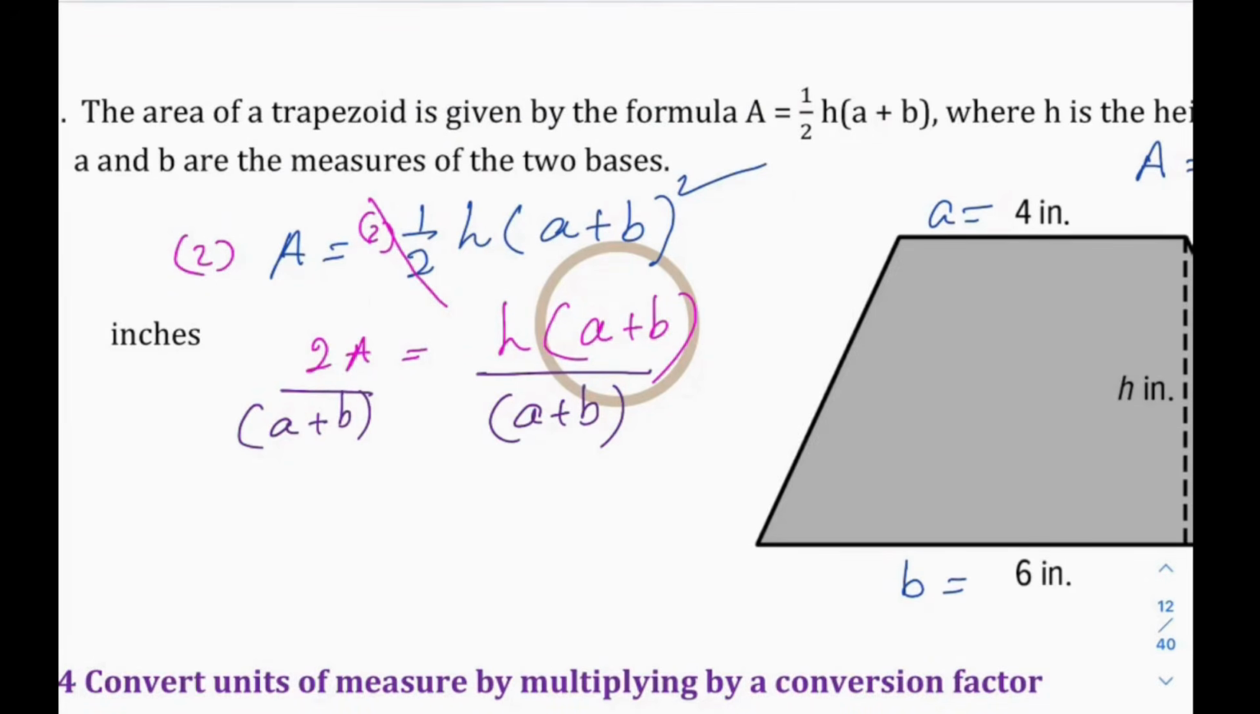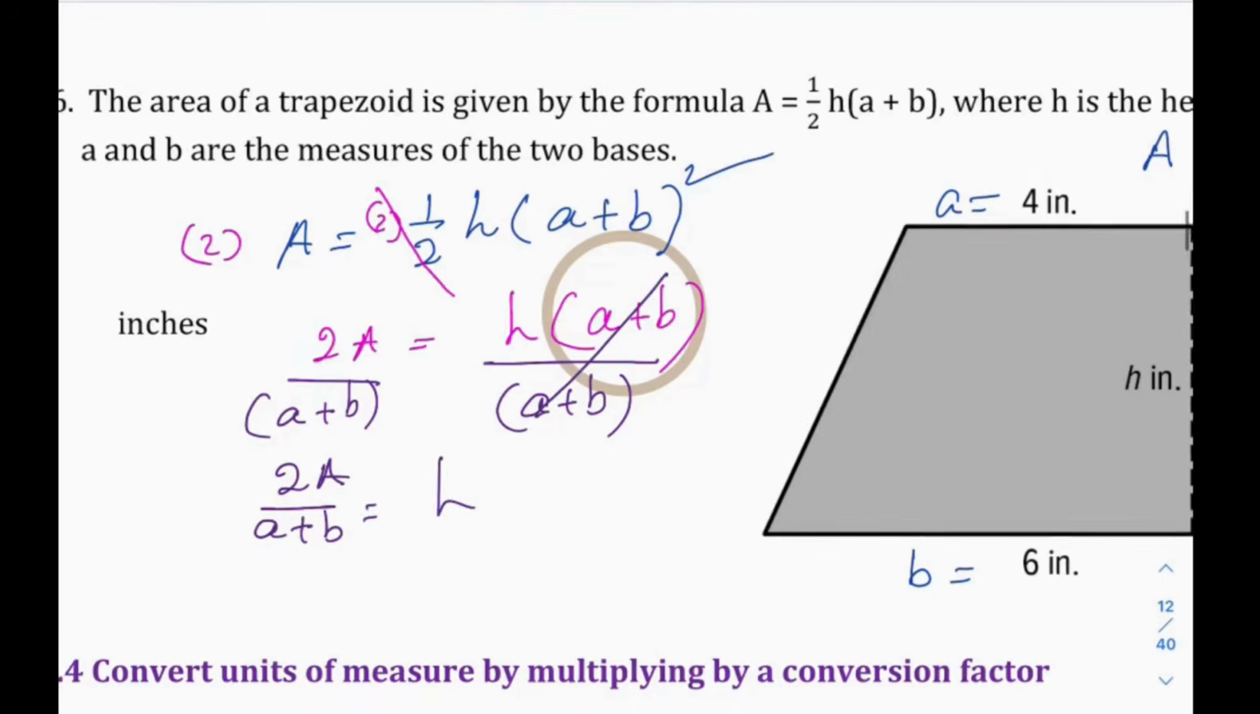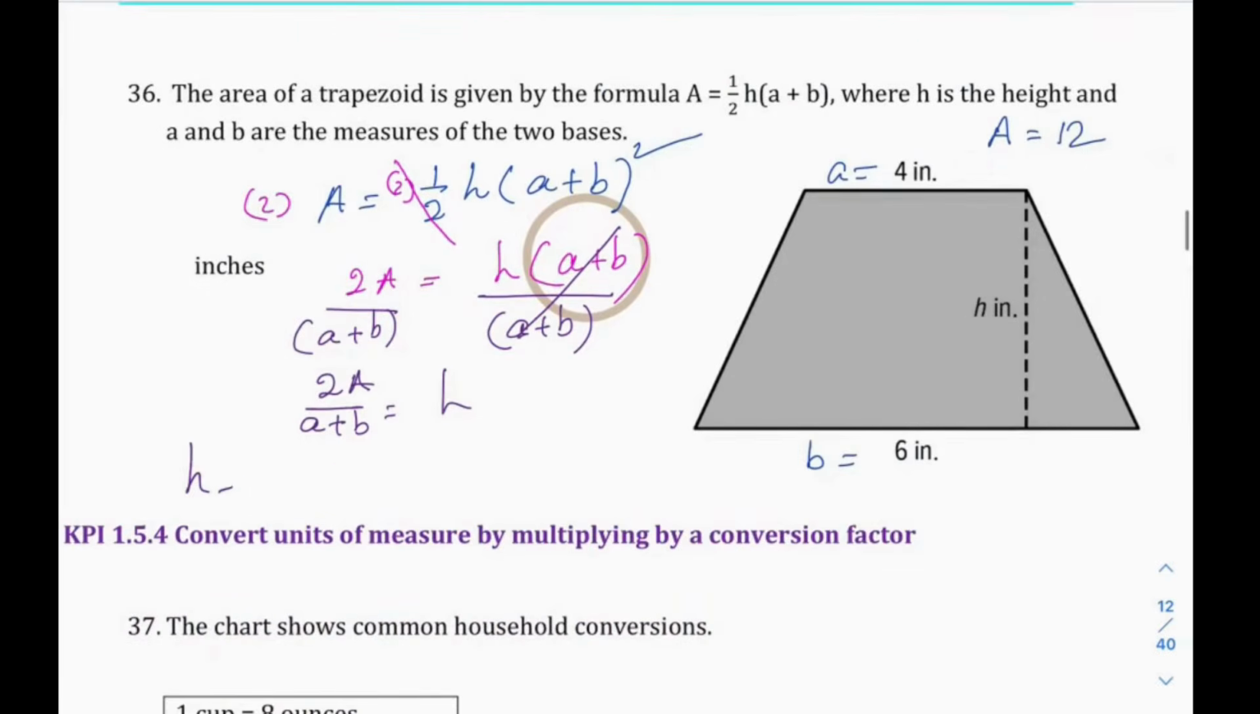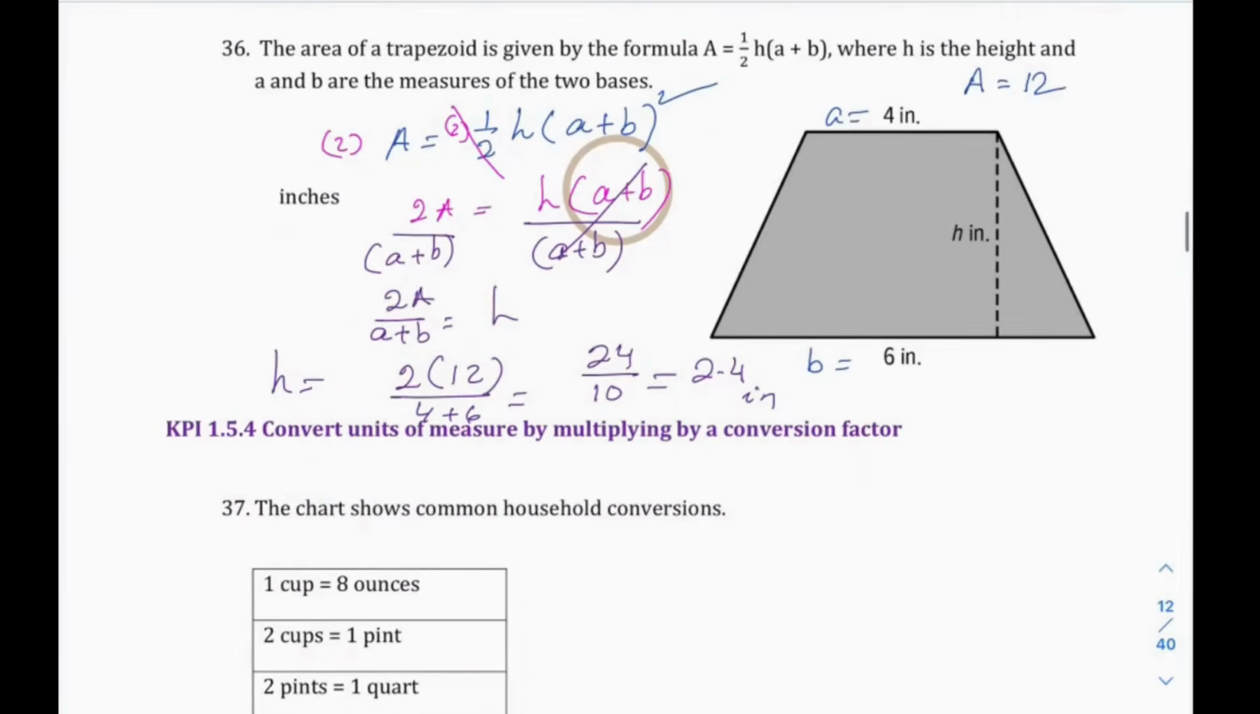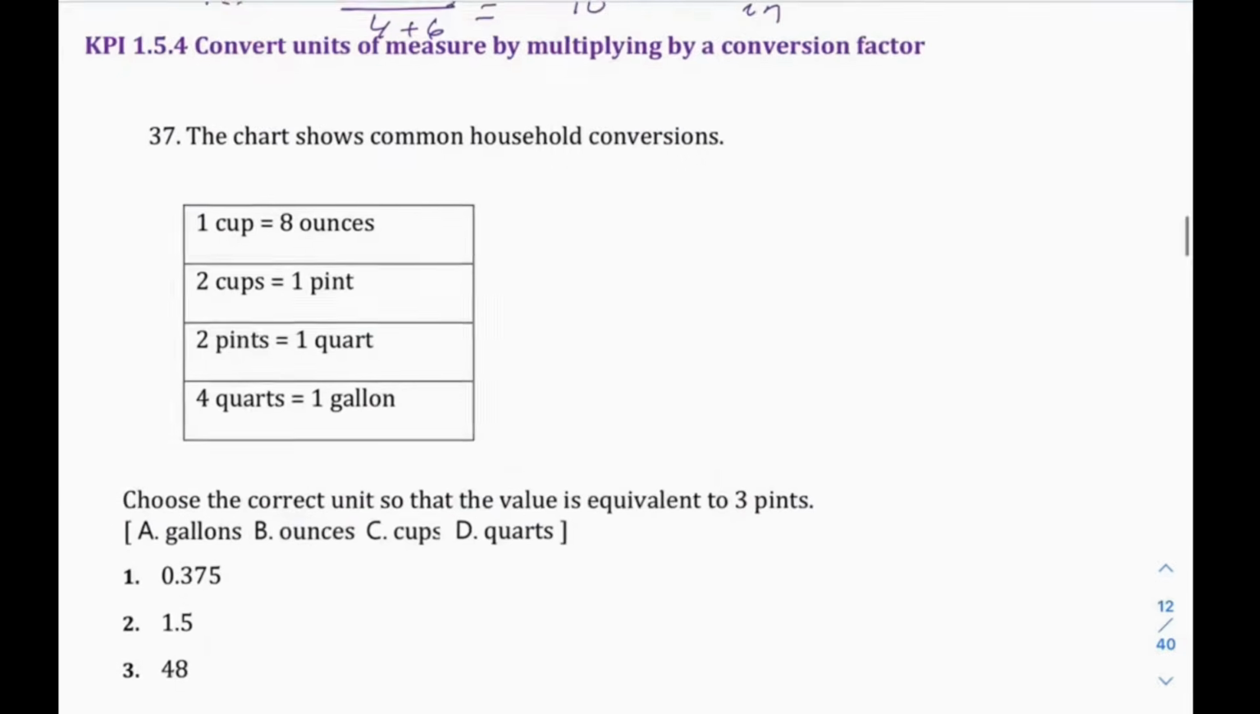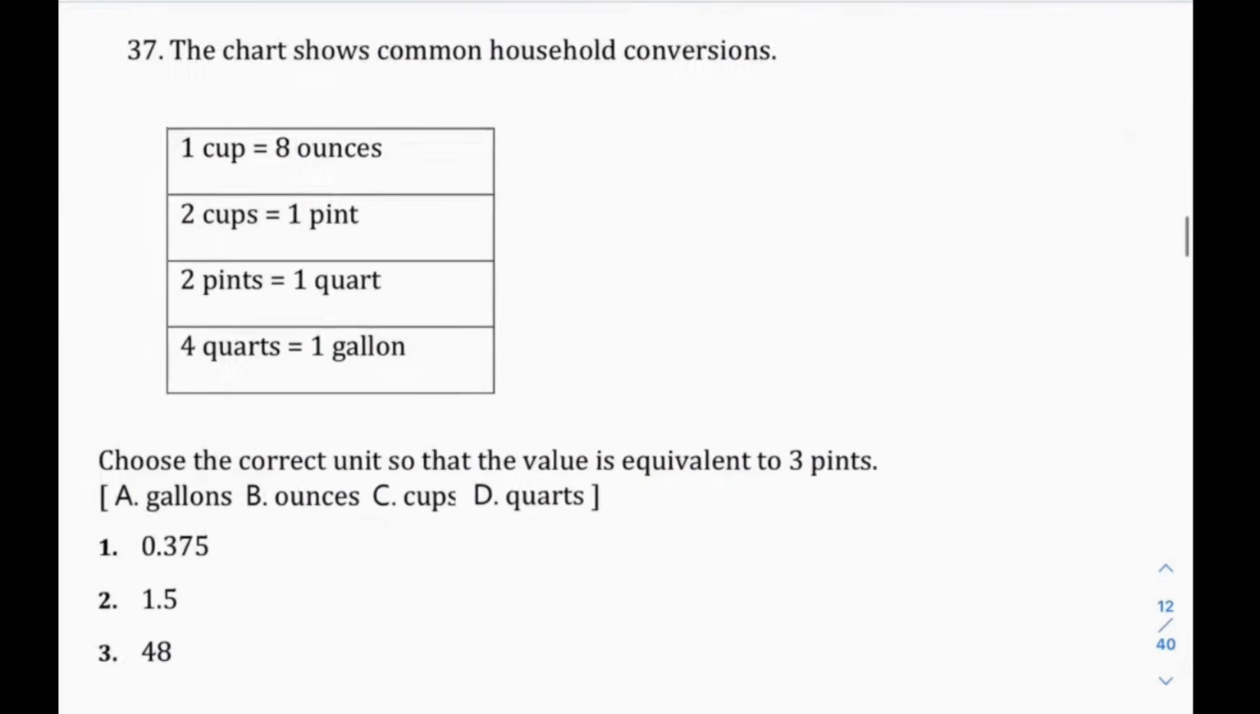And this leads to 2a over a plus b is equal to your h, because this is cancelled. Now let's replace h equals to 2 times the area, which is 12, over a plus b, meaning 4 plus 6. So it's 24 over 10, which is 2.4 inches. You can replace from the beginning as well, but I'm trying to do some practice to solve for a variable actually. Now converting units or measures by using the conversion factors.